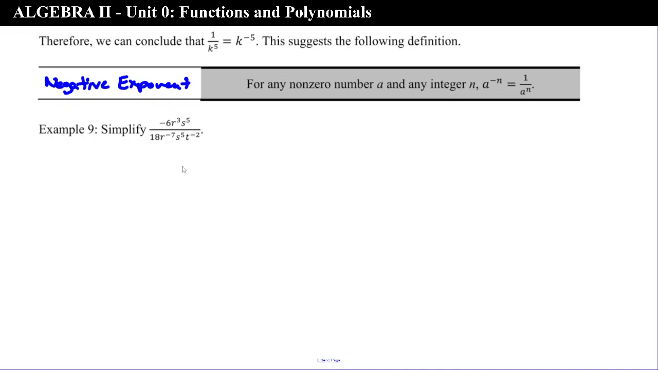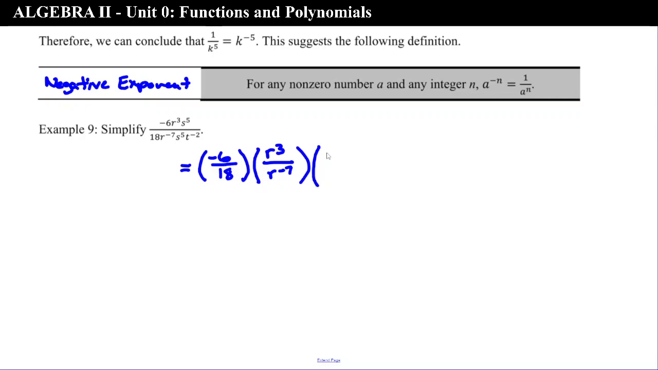Well, let's start by grouping things together. These types of problems lend themselves to organization. As long as you can stay organized, then you should be successful with these problems. So let's start with things that are just numbers. We've got negative 6 over 18. Okay? Now let's group our r's together. Well, we've got r to the 3rd on the top, and we've got an r to the negative 7th on the bottom.